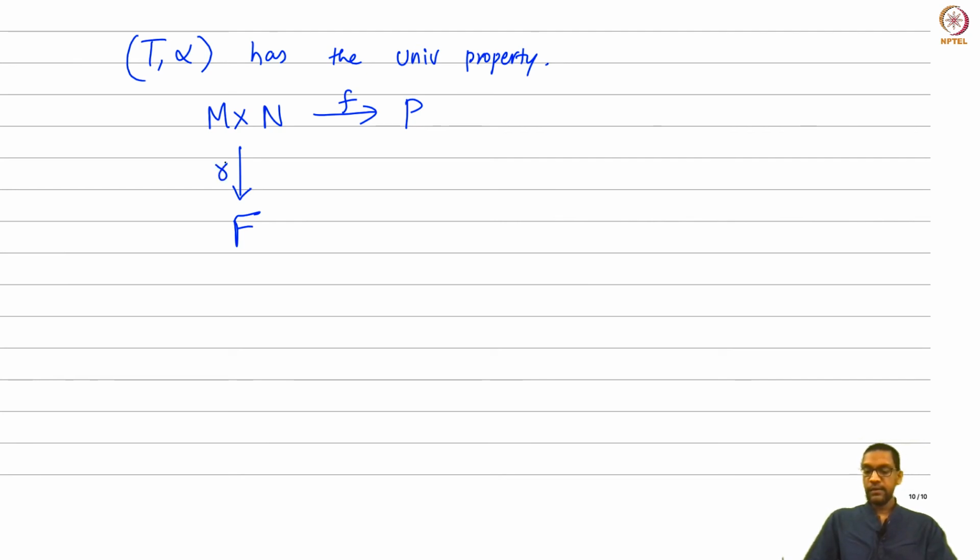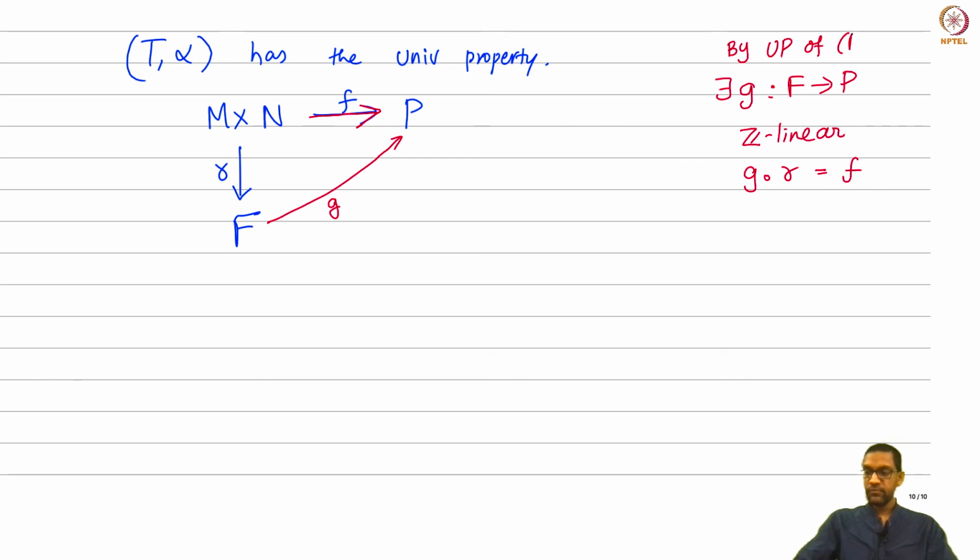We said, first we know that the free group F, the free Z module, has a universal property: given any set map from M cross N to a group P, a Z module, it gives you a unique map from F to P. Let's call it G. So there exists a map G from F to P, a Z linear map, satisfying G composition gamma is F. This is by the universal property of free abelian groups or free Z modules.